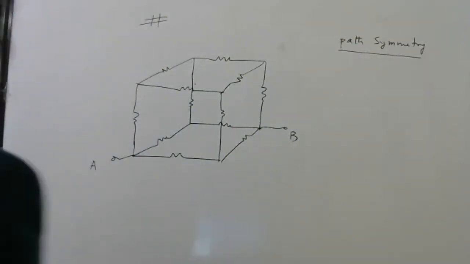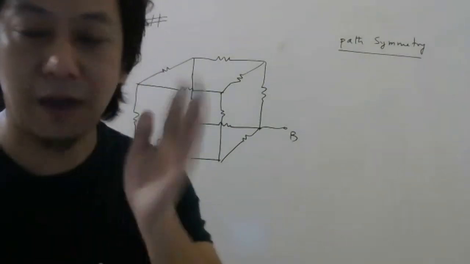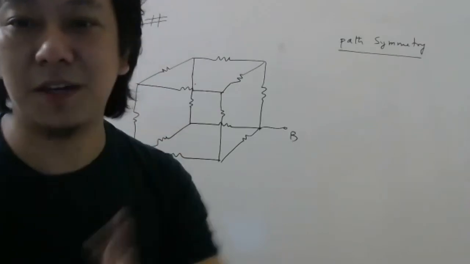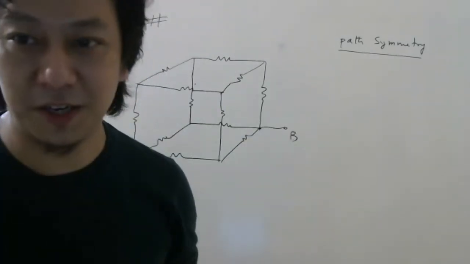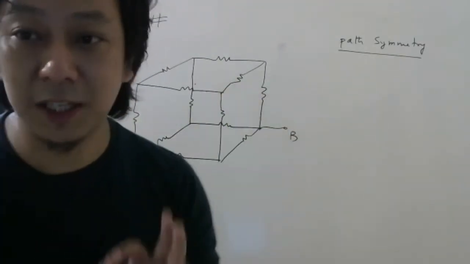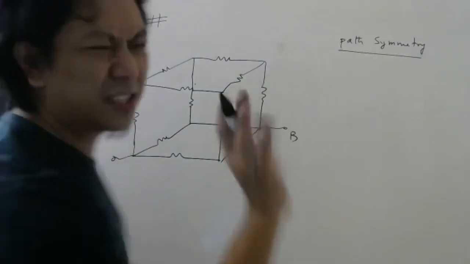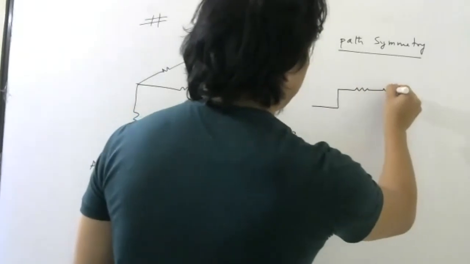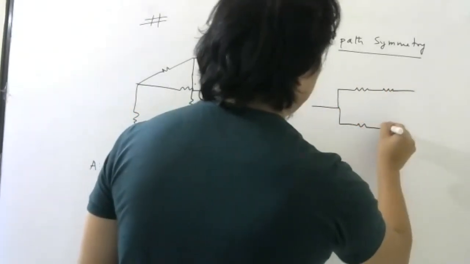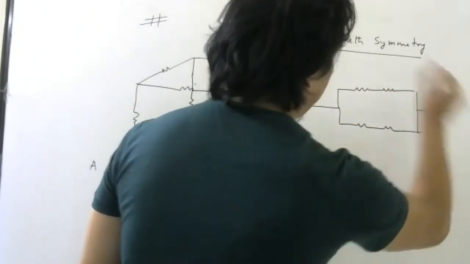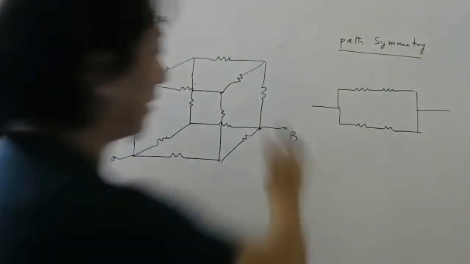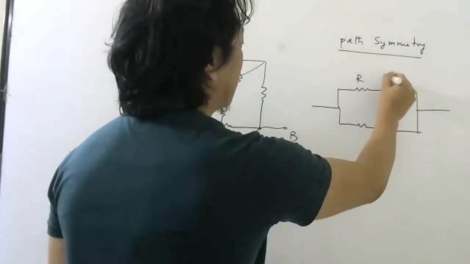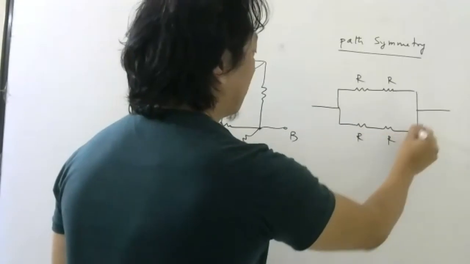So listen carefully, all of you. Listen very carefully. Already you all know that I have taught you about parallel axis symmetry, perpendicular axis symmetry, yes or no? Now we will discuss path symmetry. So path symmetry is very simple, very simple. Look here. Suppose there is a circuit like this. To make your life simple, let me take like this. And this is R, this is R, this is R, this is R.